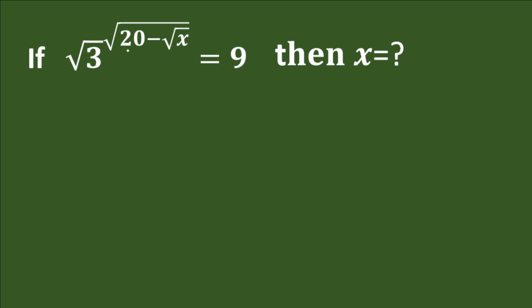Today in this session we'll solve this algebraic expression: square root 3 to the power of square root of (20 minus square root x), equal to 9. Then we'll find the value of x.